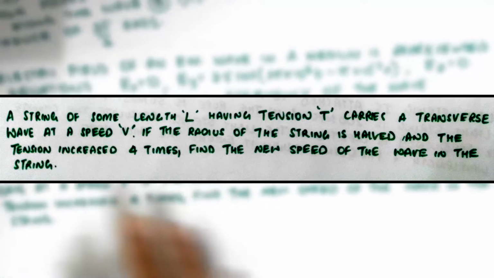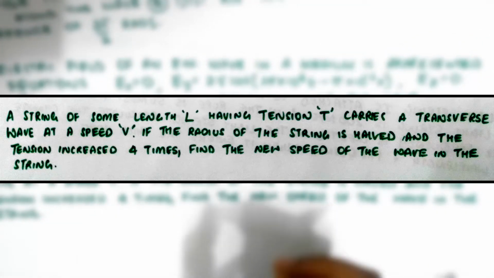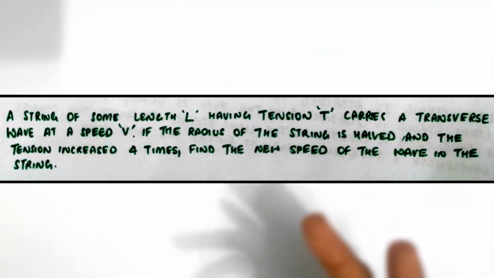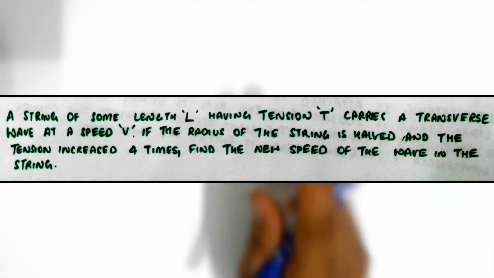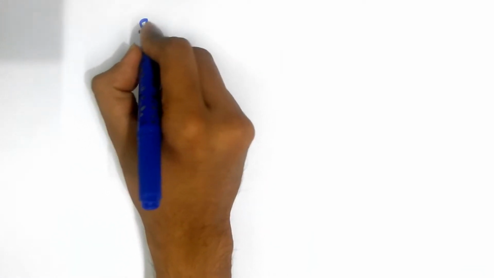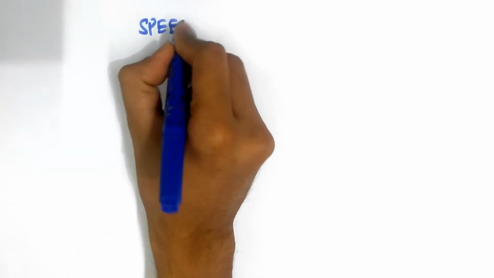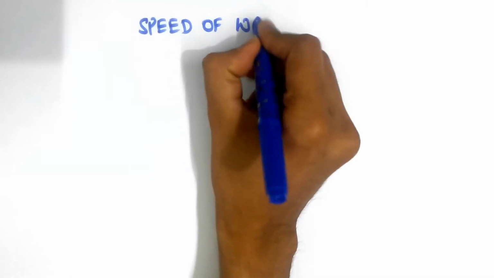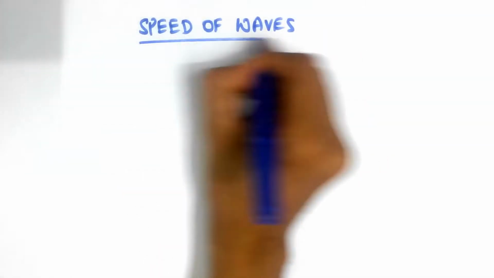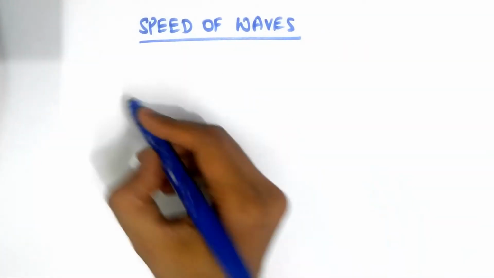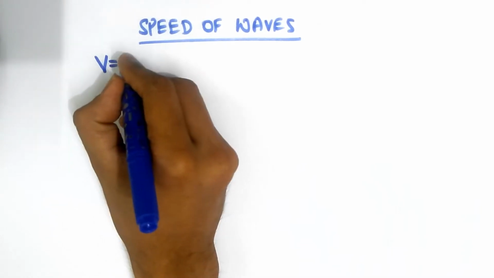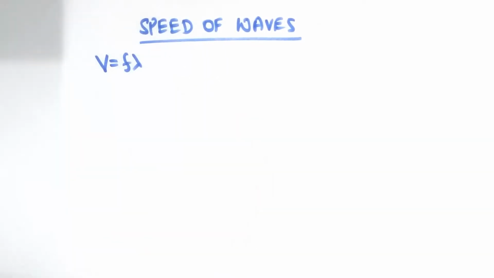Okay, in order to solve this problem, we need to understand more about speed. Now we already know one equation for speed, so let's talk about speed of a wave. At first you might say, well, we already know an equation for the speed of the wave, v equals f lambda. Isn't that an equation for velocity of a wave?